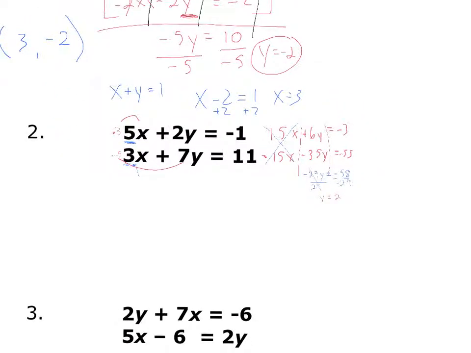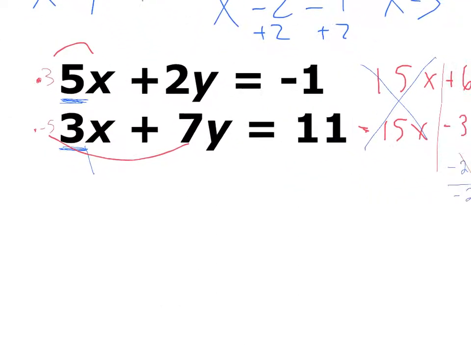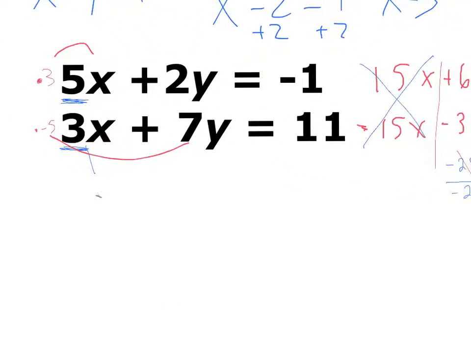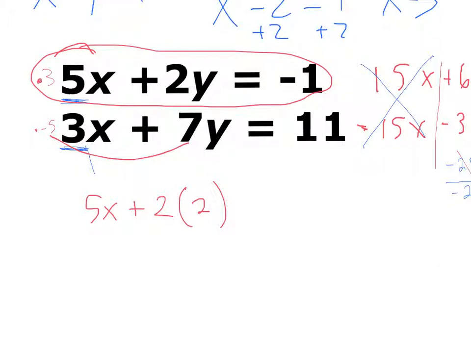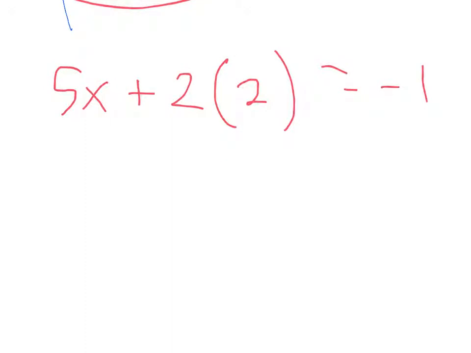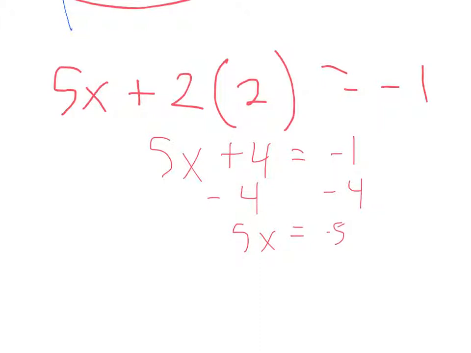I'm going to choose this top equation here. Okay, so I'm going to rewrite that 5x plus 2, but instead of y, I have a positive 2. Remember, I'm using this equation to plug in. It's 5x plus 2y equals negative 1. So let's go ahead and finish this off. So we have 5x plus 2 times 2, which is 4, and that all equals negative 1. Okay, so undo addition with subtraction, and 5x equals negative 5.